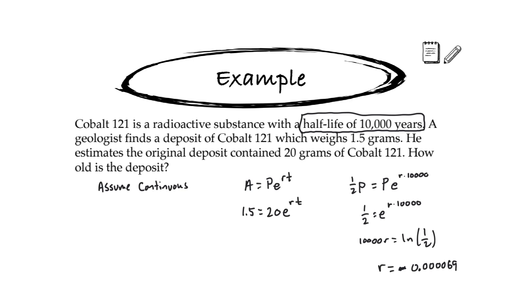Anyway, when I plug this r back into this formula here, and I solve for t, here's the process that would be involved there. I'll just keep writing it as r for simplicity. Then this would give me the natural log of 1.5 over 20 is negative 0.075. This would be equal to my growth rate times t. So if I divide both sides by my growth rate, I get t. And when I do all this, I find that t is equal to 37,370 years old. That's pretty old deposit.